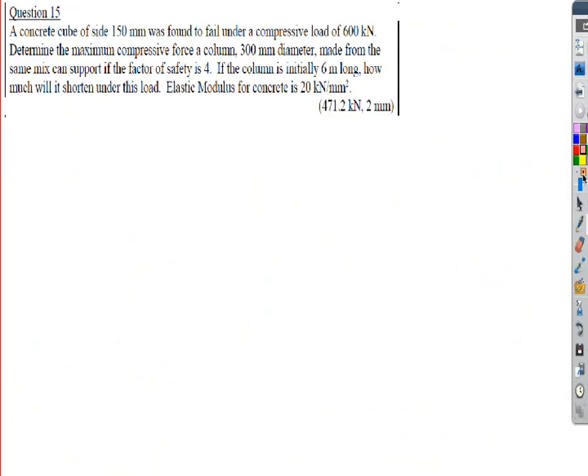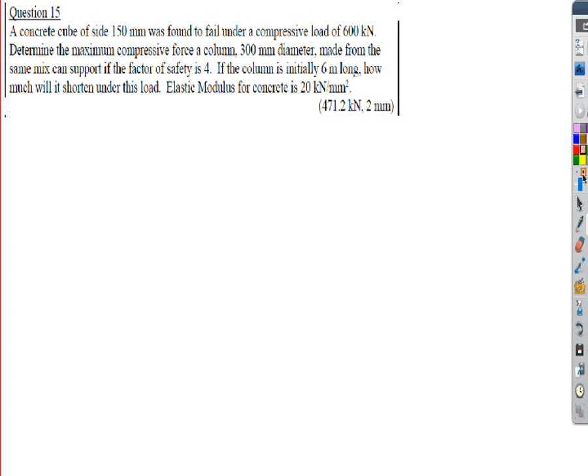Okay, in question 15, we're given a concrete cube with a side of 150 millimeters. I think we looked at a concrete cube question last week in the previous lecture. So a concrete cube has a side of 150 millimeters and was found to fail under a compressive load of 600 kilonewtons. So we'll be able to work out a compressive stress, basically, that's what that means. Now we've got to determine the maximum force that a column of 300 millimeters diameter can withstand if it's made from the same mix of concrete and it has a factor of safety of 4 applied to it.